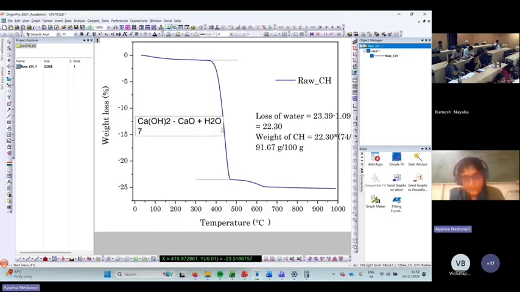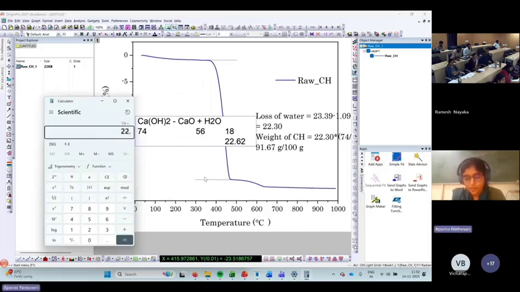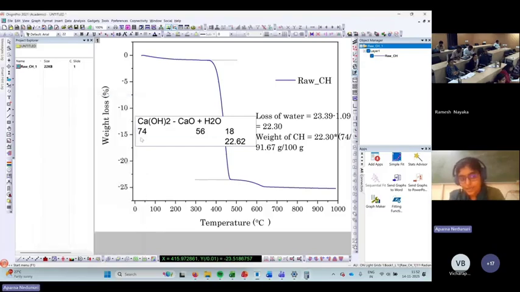If we see the molecular weights, we have 74 over here, 56, and water is 18. Now instead of 18, we have 22.62. So if the loss of water corresponds to 22.62%, how much Ca(OH)2 is present in this sample? We can do a back calculation, which is 74 times 22.62 divided by 18. It means it is 92.99% of Ca(OH)2 in this particular sample.